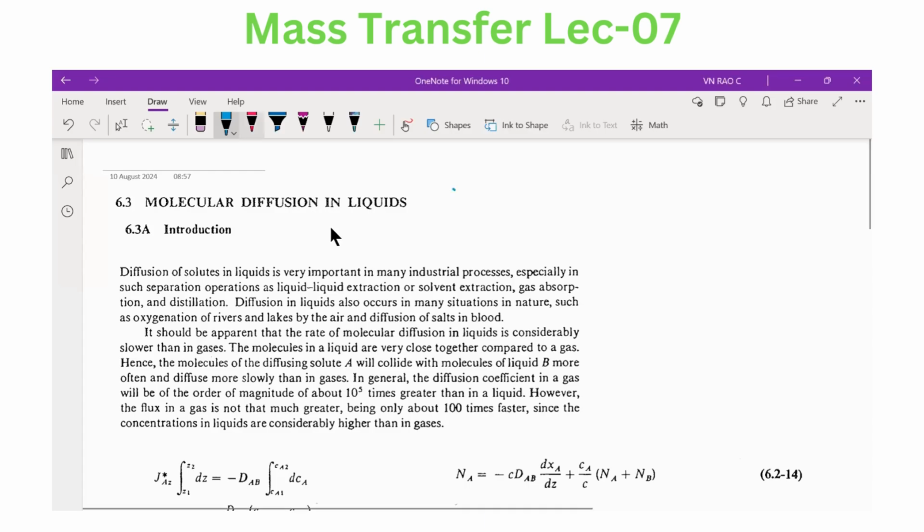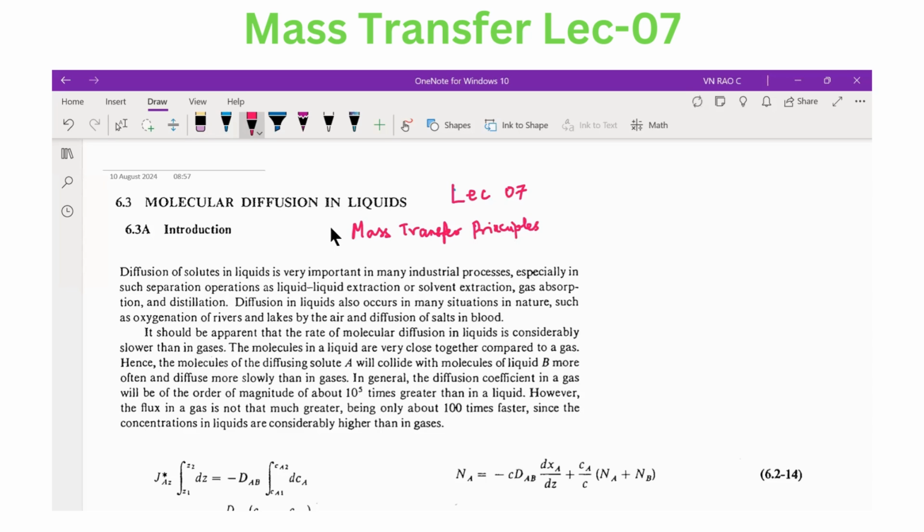This is lecture 7 on principles of mass transfer. So we are looking at mass transfer principles. In that, we are actually seeing the general equation and the Fick's law equation, molecular diffusivity and convective diffusion. So this molecular diffusion in liquids, first of all, if I just imagine gases, the diffusion coefficient, we have seen diffusion coefficient earlier in the Fick's law equation.